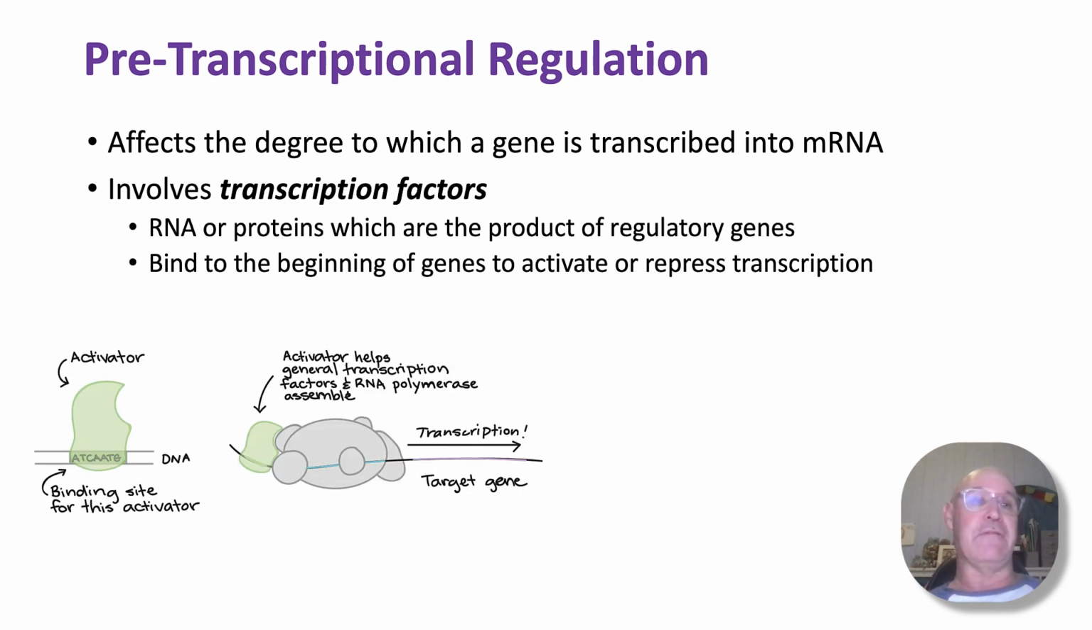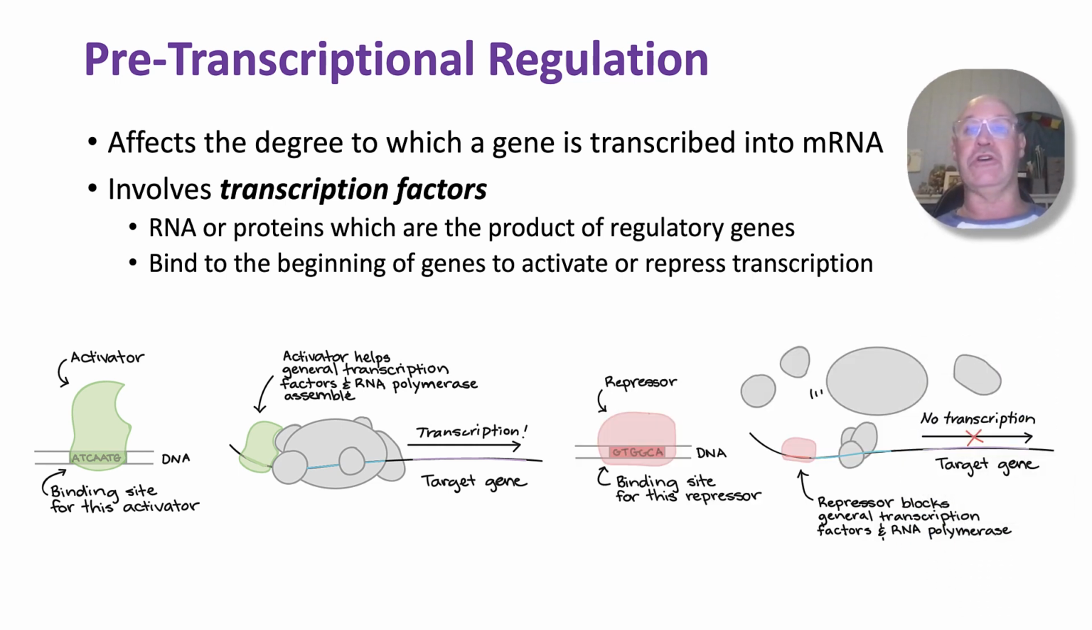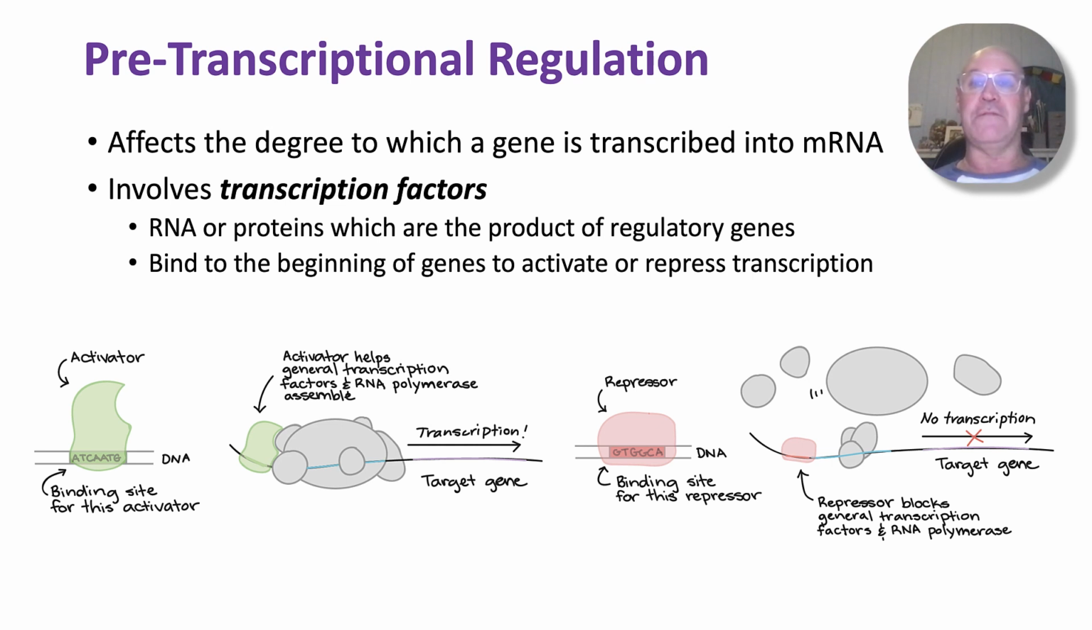So, for example, we have transcription factors that activate. So they actually bind to a specific area of the gene, the start of the gene. And what they do is they actually help the RNA polymerase assemble, ready for transcription to occur. But equally, we have transcription factors that are repressors, and when they bind to the site, then no transcription occurs.